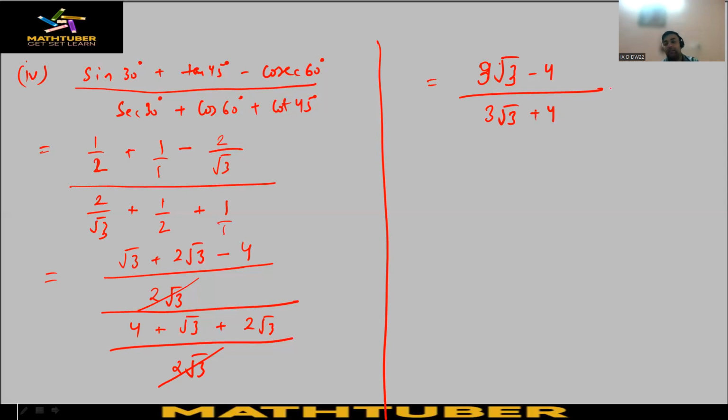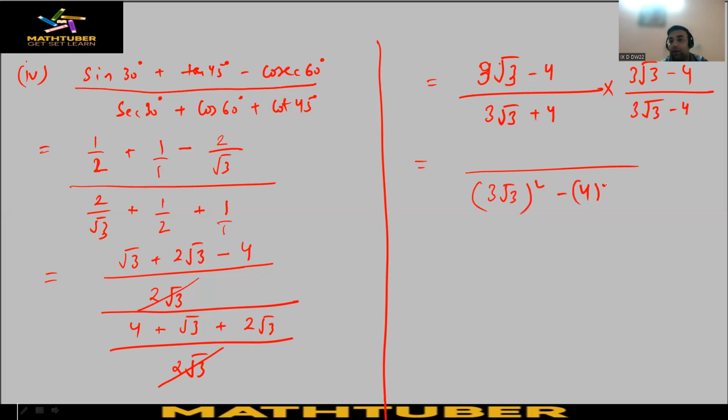Now since there is a square root in the denominator, you need to multiply it with 3 root 3 minus 4 upon 3 root 3 minus 4, right? You have to rationalize it. Now in the denominator you will find that you can apply the identity a square minus b square, so it will be 3 root 3 square minus 4 square, and in the numerator you will get 3 root 3 minus 4 whole square. As you can see, both the terms are same.